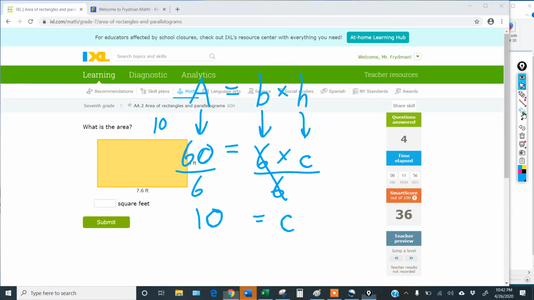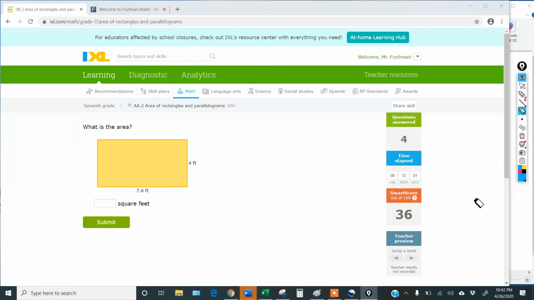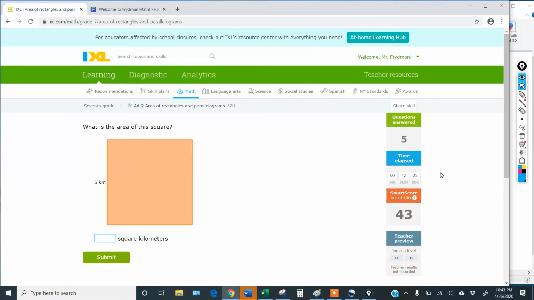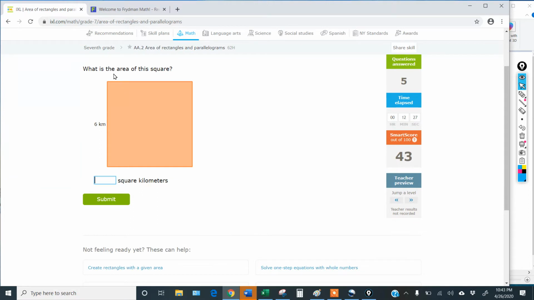Okay. So I think we already did problems like this. The only difference here is there's a decimal here. But again, to find the area, all we have to do is multiply the base times the height. All right, so that would be, I think, 30.4. Let me just see if my mental math is good. Yeah, there we go.